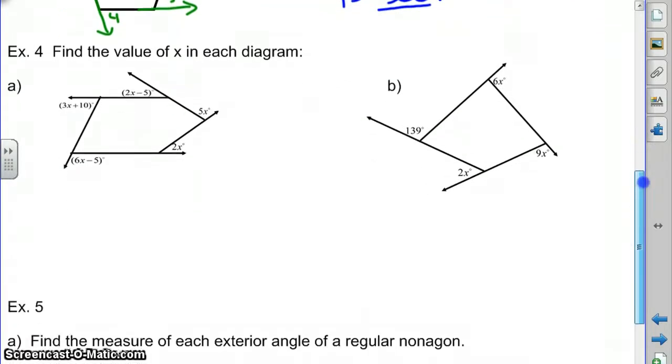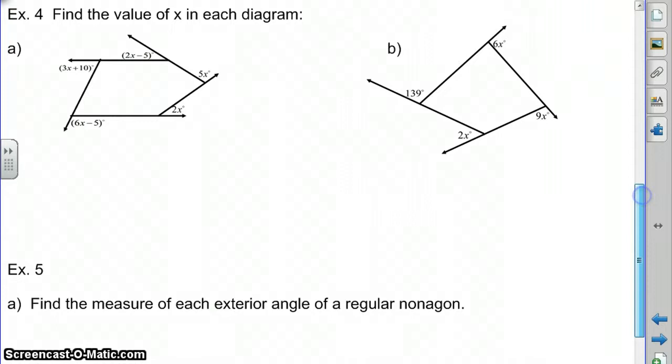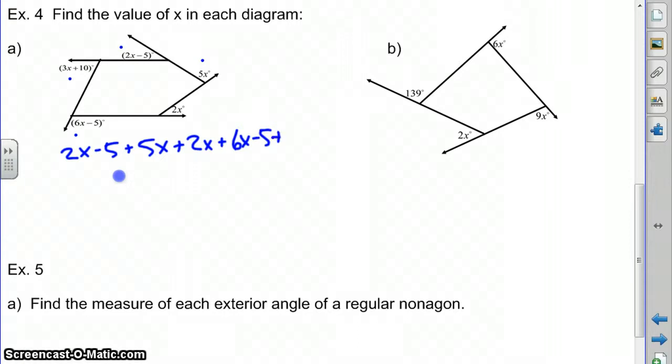So we can see that with a couple of examples. We start with this example. I have 1, 2, 3, 4, 5 angles, so I will just add them up, starting at the top and working around. Let's try that again. 2x minus 5 plus 5x plus 2x plus 6x minus 5 plus 3x plus 10 is equal to 360 degrees.